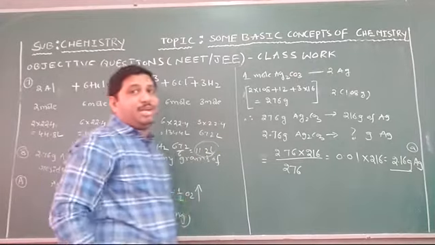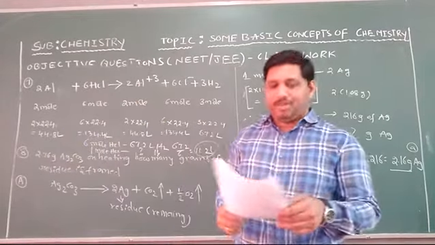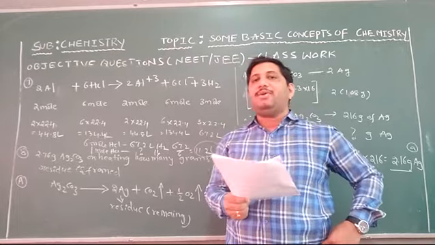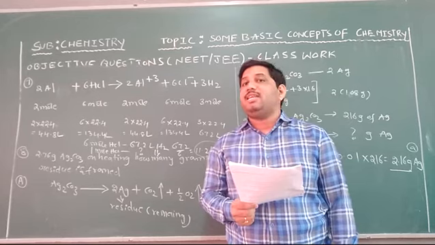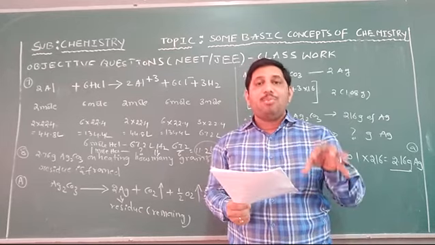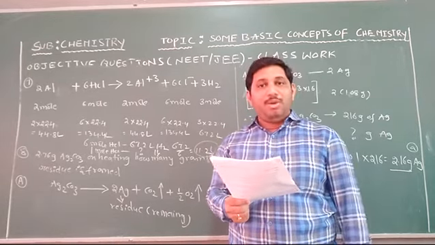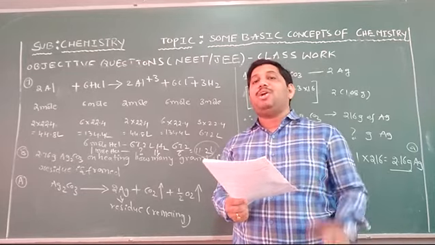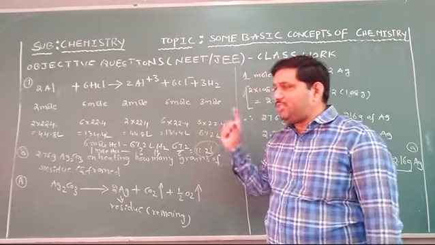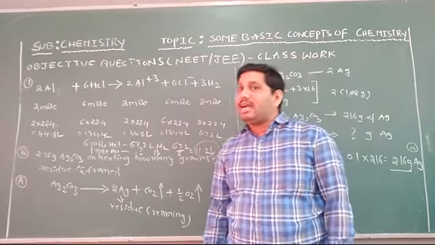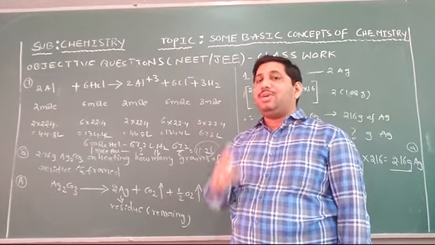The last statement is correct, student. 11.2 liters of hydrogen at STP is produced for every mole of HCl that is consumed. That is, 1 mole of HCl reacts with aluminium to form 11.2 liters of hydrogen.